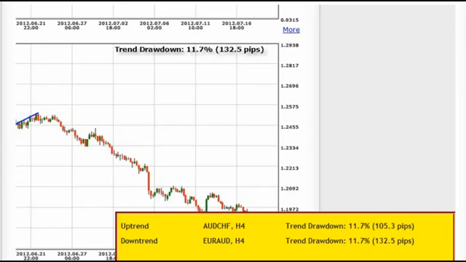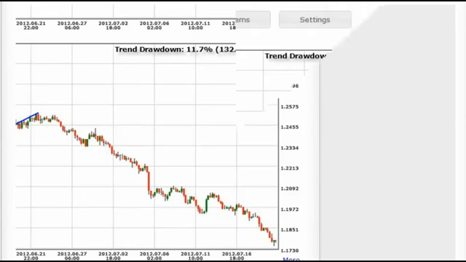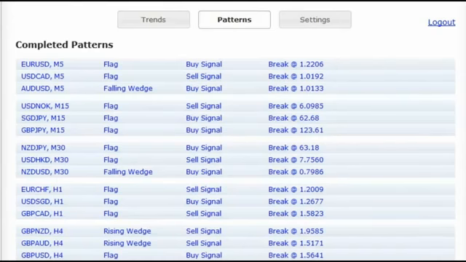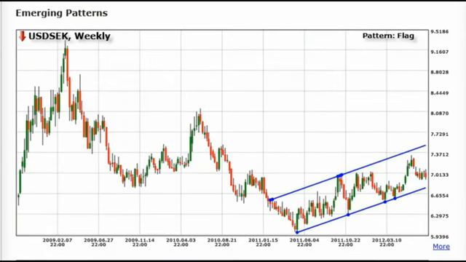Another approach used by more conservative traders is to check the charts just once or twice a day and simply make a trading decision. Very easy. Now let's look into patterns. And what you see are, believe it or not, the automatically recognized patterns.